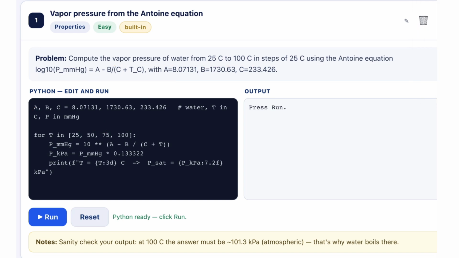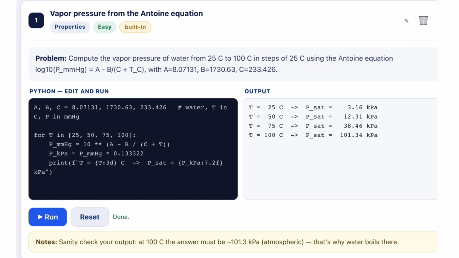Now if I run that code, I'll get all these values. T equal to 25 degrees centigrade, P saturated is 3.16 kilopascal, and T equal to 50 degrees, P sat is equal to 12.31 kilopascal. T equal to 75 degrees centigrade, P sat is 38.46 kilopascal, and T equal to 100 degrees centigrade, P sat is 101.04 kilopascal.